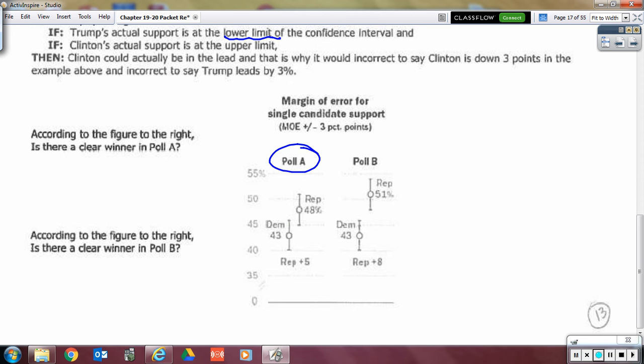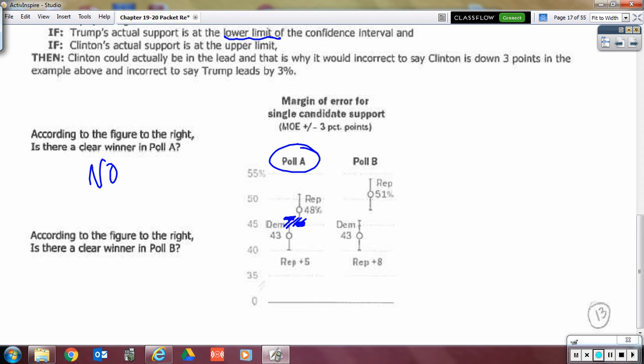The Democrat could be above, at the highest of the Democrat could be above the lowest of the Republican. So if these were the ones there, the Democrat could be winning. So if there's any overlap here, then you cannot say there is a clear winner because either one of them could be higher. All right, so is there a clear winner in poll A?